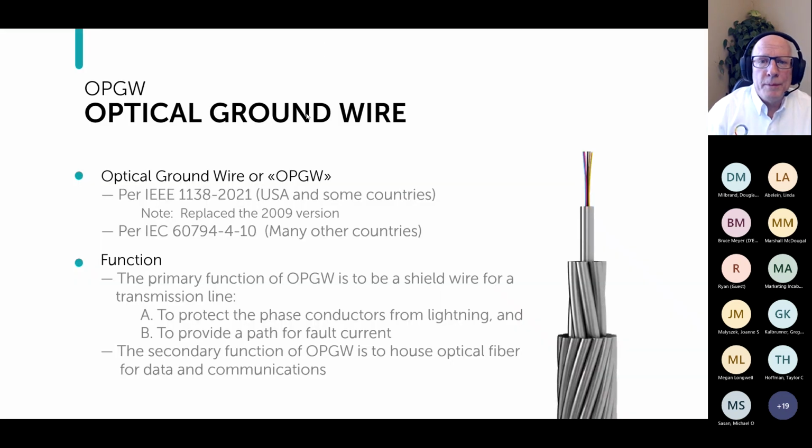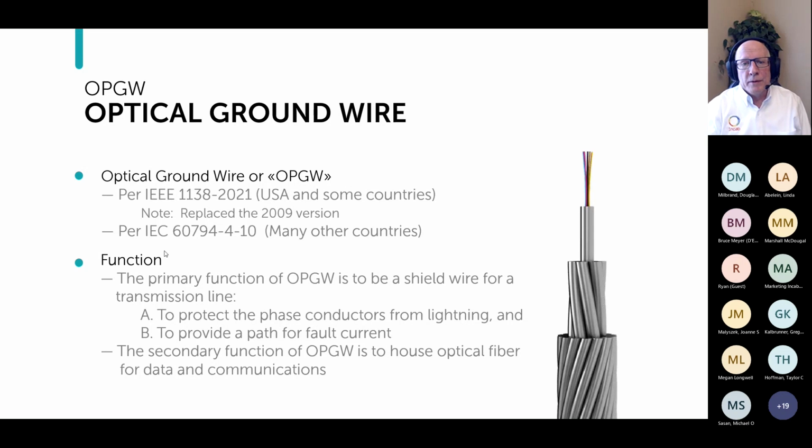OPGW is optical ground wire. The governing standards today are IEEE 1138, the 2021 edition. That edition replaced the 2009 version, which had been in force for quite a long time. And the IEC standard is 60794-4-10. What you find is that the IEEE standard is used in the United States and some countries around the world, and if they don't use the IEEE, they use the IEC.